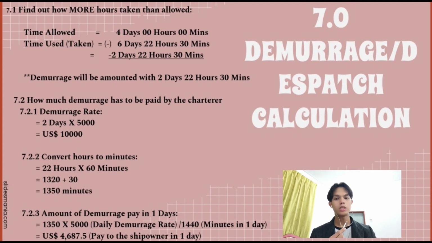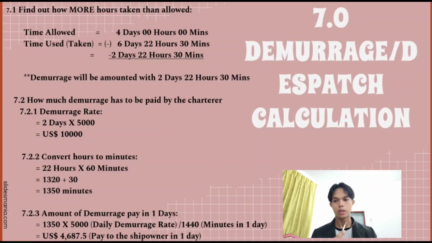In the demurrage and dispatch calculations, the first step is to find the hours taken compared to the hours allowed. As stated, 4 days, 0 hours, 0 minutes are time allowed, and time taken is 6 days, 22 hours, 30 minutes. As a result, time used minus time allowed is 2 days, 22 hours, and 30 minutes. This is enough to show the MV or ship falls under demurrage. The demurrage will be counted from 2 days, 22 hours, and 30 minutes.